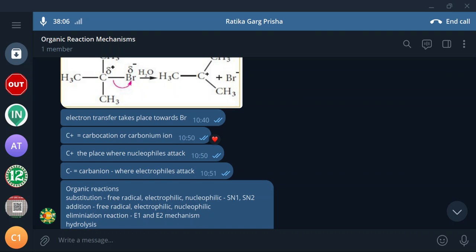Now, the carbocation is where the nucleophiles can attack, and the carbanion means carbon with its electron. So when it has a negative charge, it is called a carbanion, where the electrophiles attack. And you should know what is an electrophile and what is a nucleophile. Philo means to attract. Nucleophile means a nucleophilic reagent, that is the reagent that attacks the carbocation or carbonium ion. So if it attacks a carbonium ion, a positive ion, a nucleus, then it should have a negative charge.